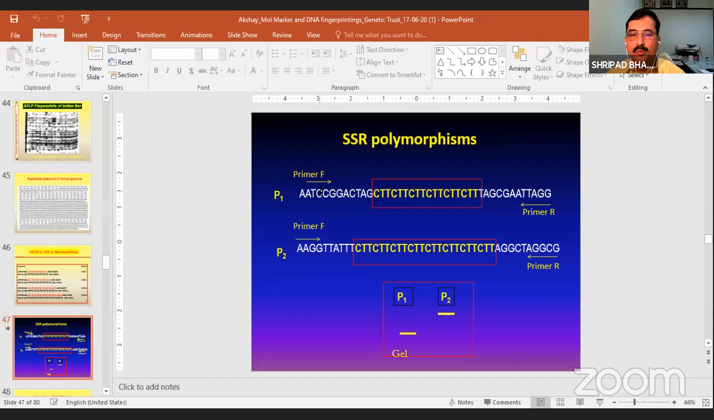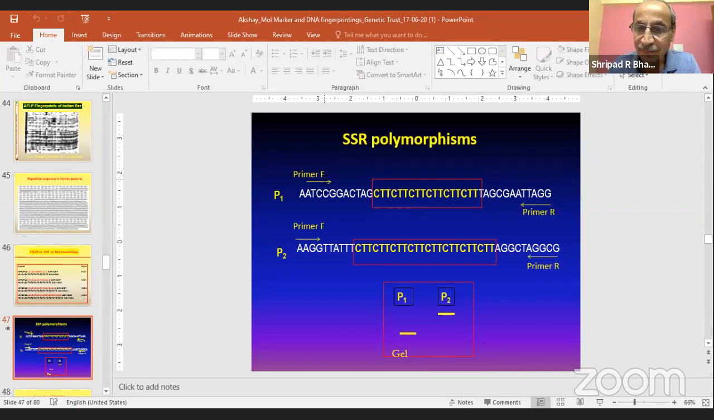Normally, what we do here is try to find the flanking regions which remain the same, but the repeat number differs. Repeats mean length polymorphism, so that we can detect the length polymorphism. In this case, these are two genes.